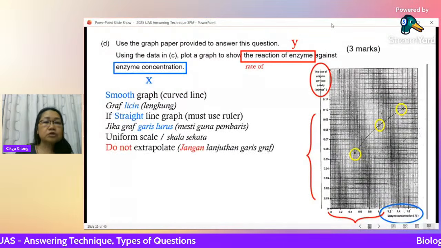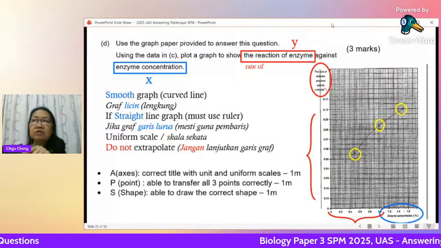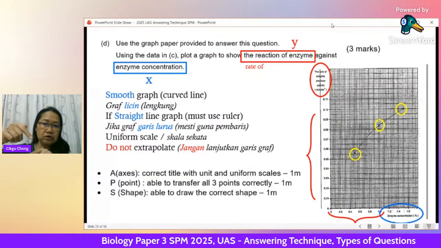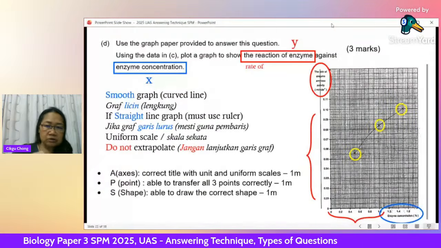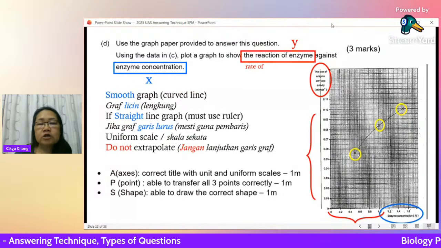Okay? Do not extrapolate. Extrapolate means you extend your line a bit higher up there, and extend your line down to join back to 0. No, don't do that. Okay, so 3 marks here, usually 3 marks.